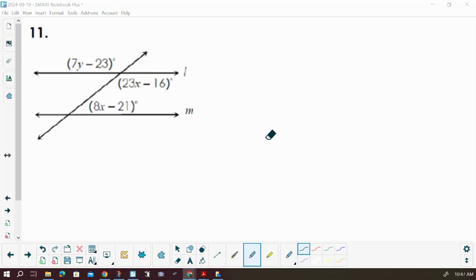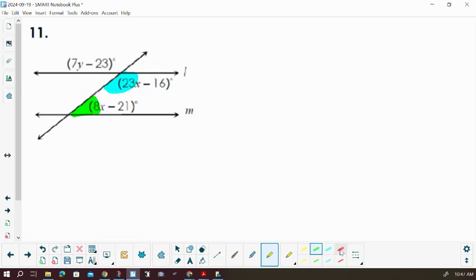All right, we're working on this next problem. We have an x and a y to solve. I'm going to start by looking at the two angles that have an x in them. Notice that this angle right here has an x, and it's an obtuse angle. Fill that in. And then the other angle that has an x is right here, and it's an acute angle.